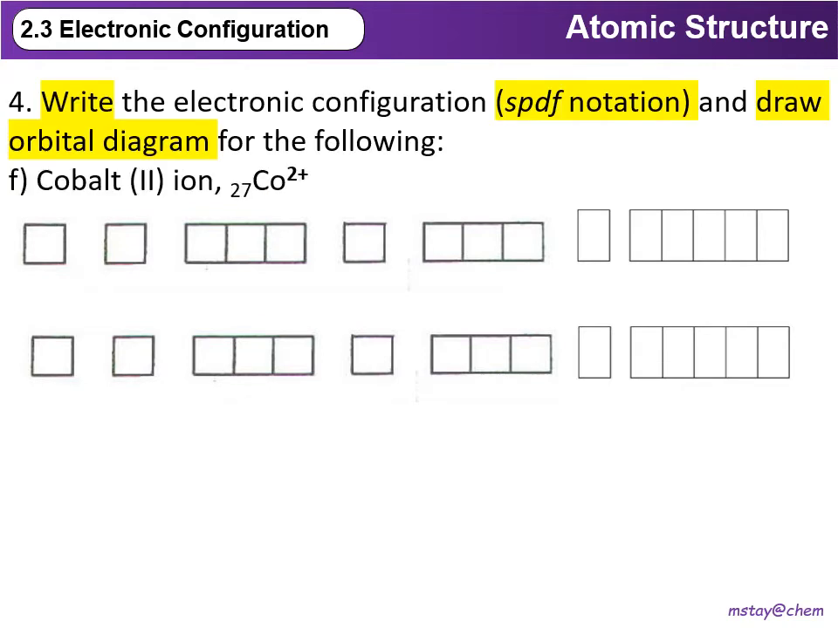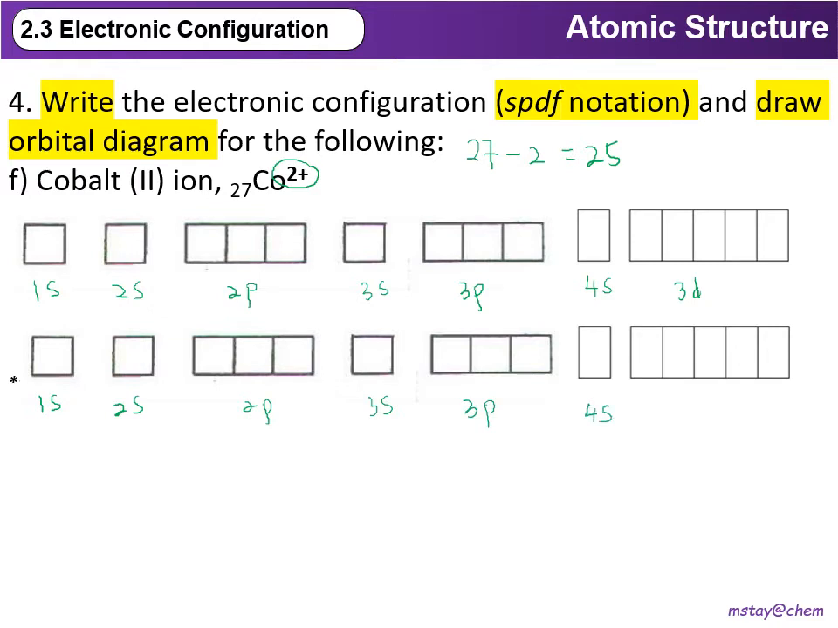We know that cobalt has 27 electrons, and 2+ means we are going to remove 2 electrons. Some of the students prefer to do it like this, 27 minus 2 equal to 25. So yes, the cobalt 2+ ion consists of 25 electrons, and before they fill up the orbitals, they will label the orbitals first: 3s, 3p, after 3p is 4s, and then followed by 3d.